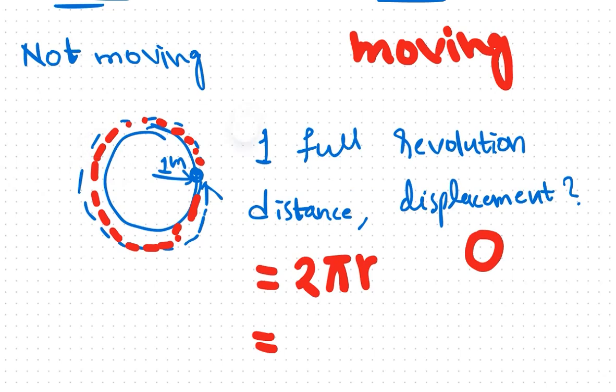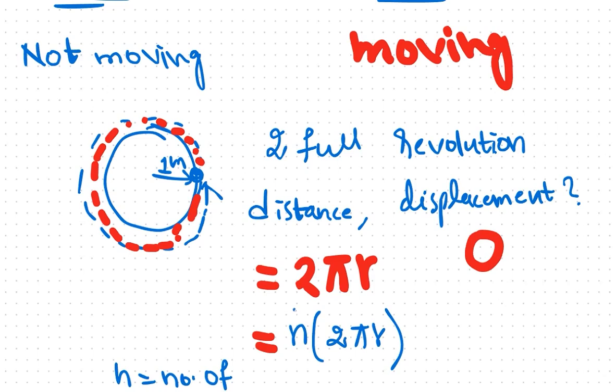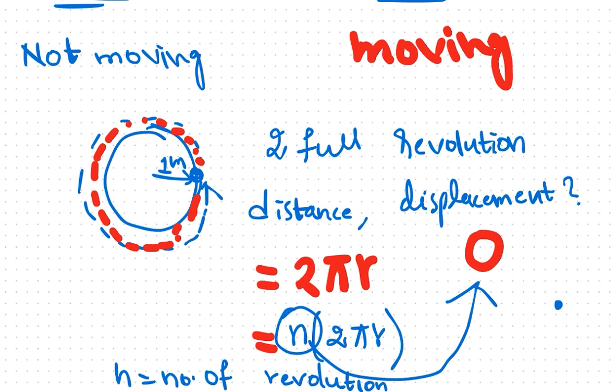Let's say for 2 revolutions, it's 4 pi r. Yeah, he has traveled twice. So it's n revolutions times 2 pi r length, where n is the number of revolutions. Regardless of n, displacement will always be 0, because initial and final points are coinciding. So the distance alone is non-zero.